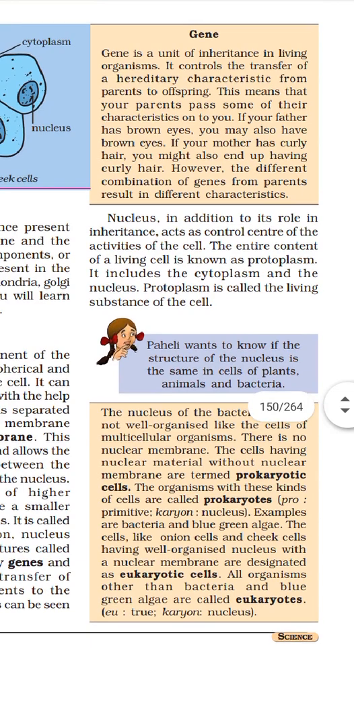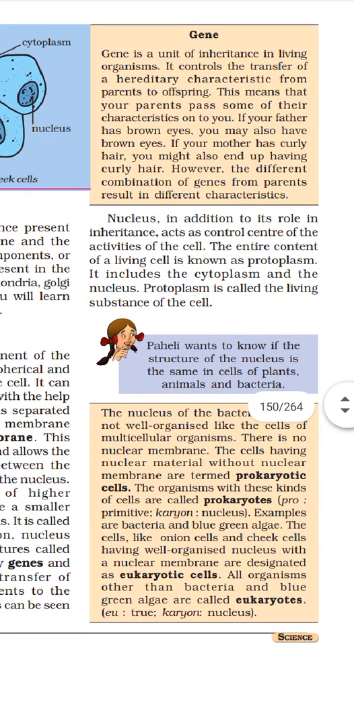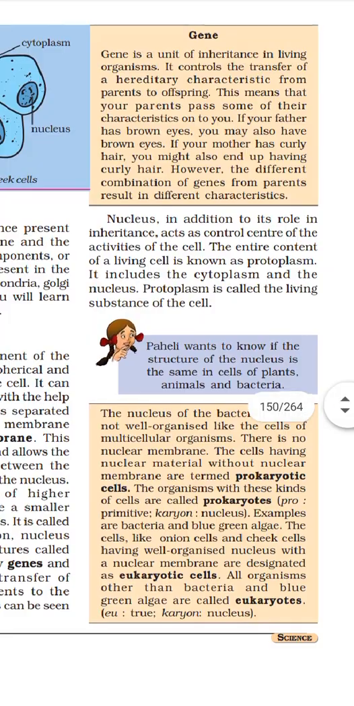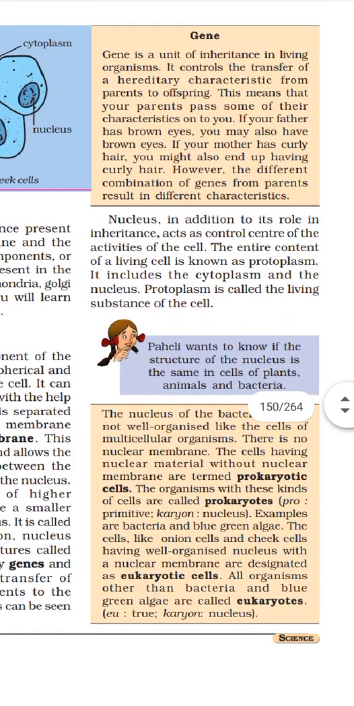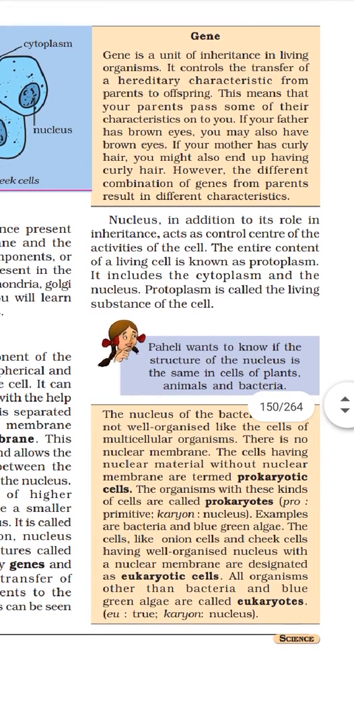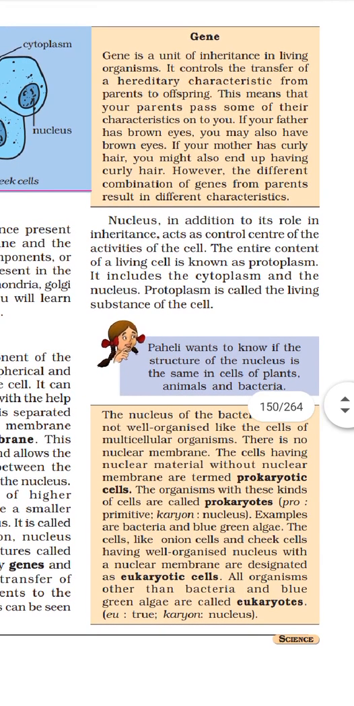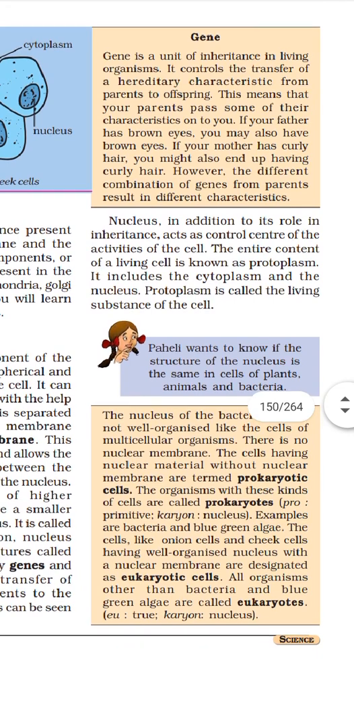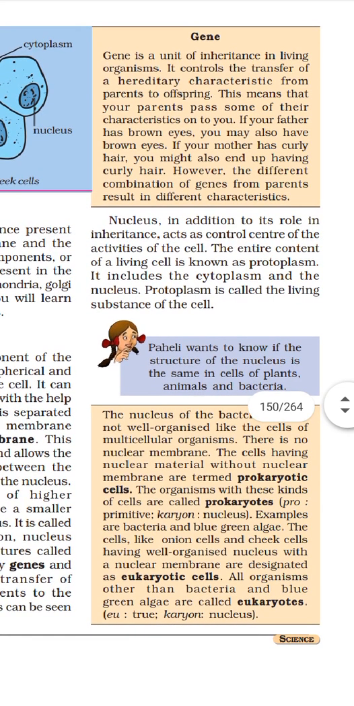So the entire content of a living cell is protoplasm. It includes cytoplasm and nucleus. The protoplasm is the living substance of the cell. The nucleus of the bacterial cell is not well organized like the cells of multicellular organisms. There is no nuclear membrane. The cells having nuclear material without nuclear membrane are called prokaryotic cells. The organisms with these kinds of cells are called prokaryotes. Examples are bacteria and blue-green algae.